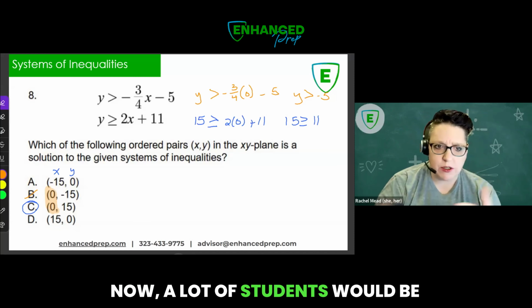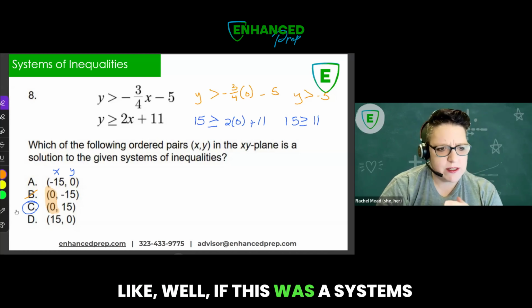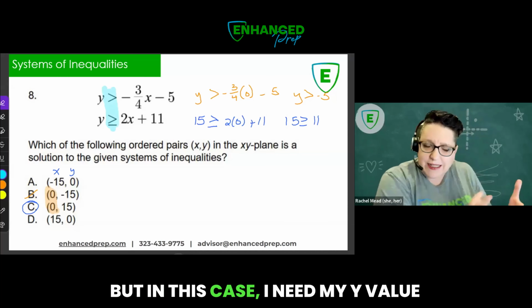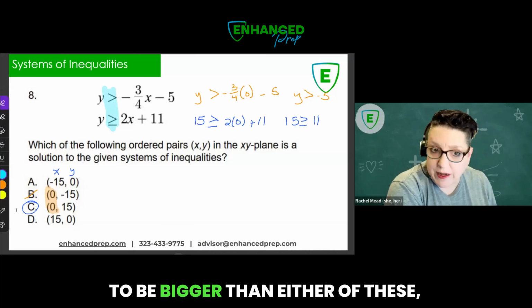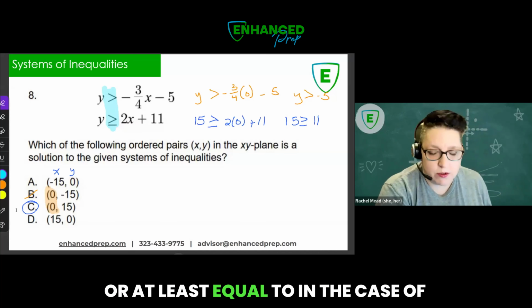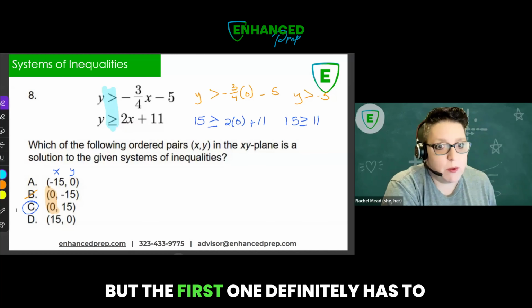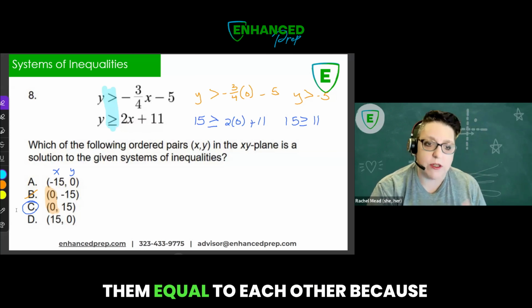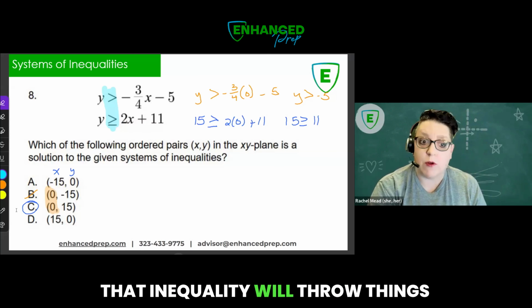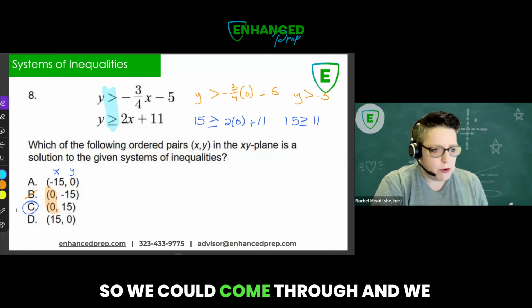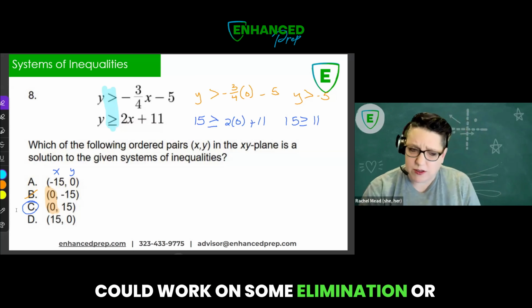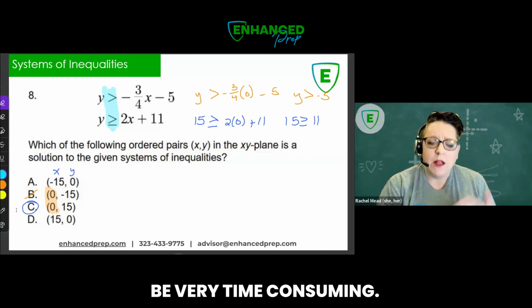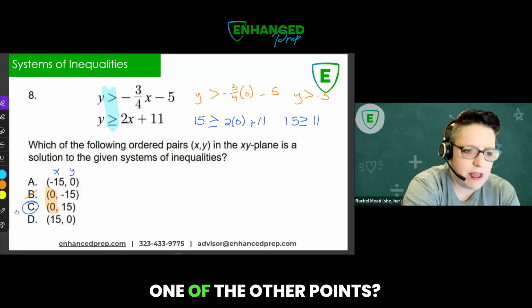Now, a lot of students would be like, well, if this was a system of equations, I would just come through and set them equal to each other. But in this case, I need my y value to be bigger than either of these, or at least equal to in the case of the second. But the first one definitely has to be bigger than. So I can't set them equal to each other because that inequality will throw things off. So we could work on some elimination or some substitution, but that would be very time consuming. So what would happen if we tried one of the other points?